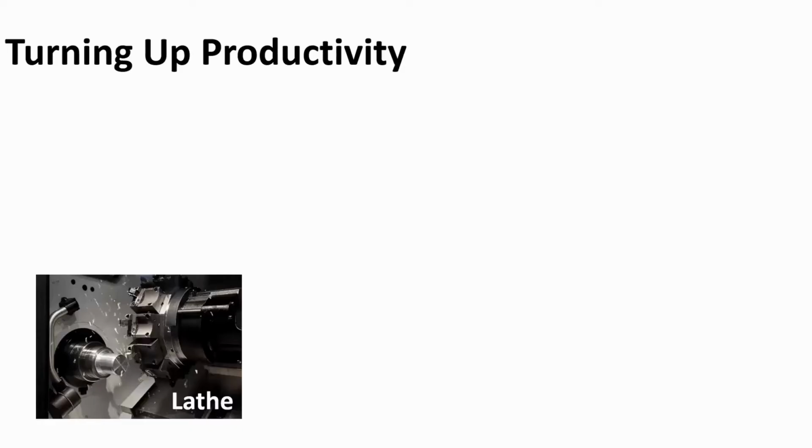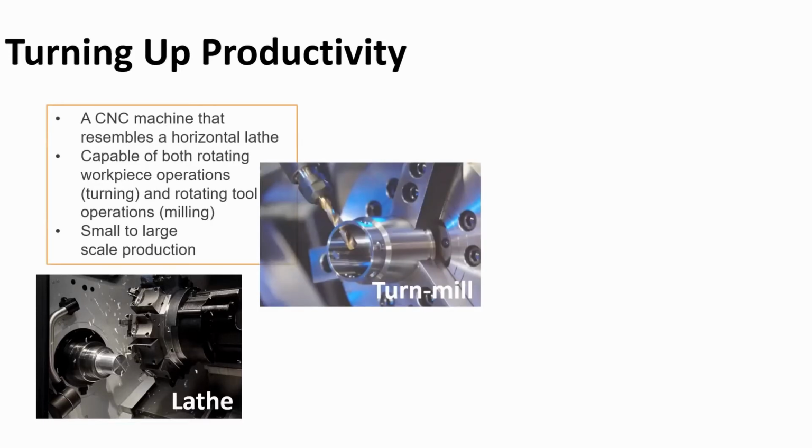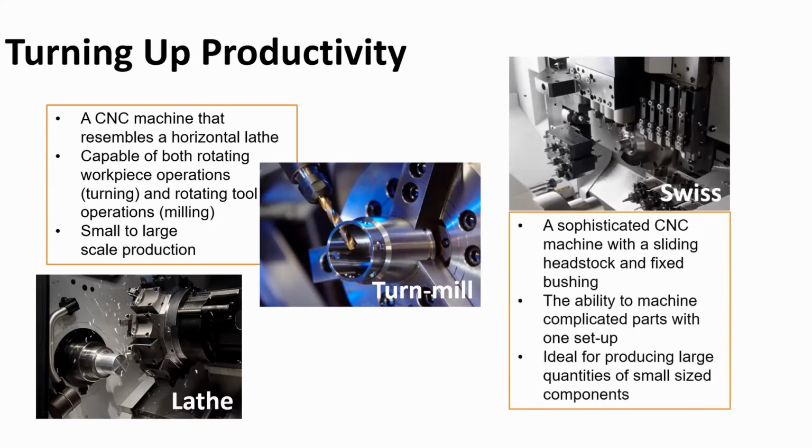When we think about turning in general, there's lathes. Most of us are familiar with lathes, but as you jump up to more complexity, the turn mill is a great solution, because at this point you start to add in milling and turning into the same machine, so you can get a lot more done on one part, and you can handle small to large scale production with these types of machines. Moving a little further up the stack, you can also get into Swiss.